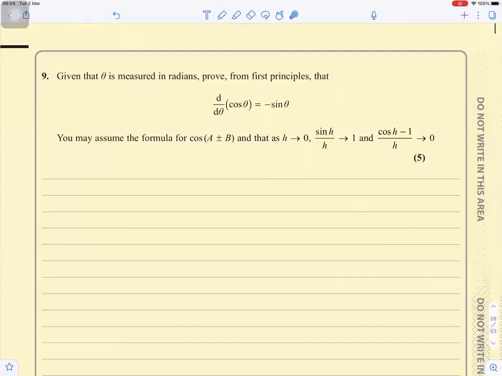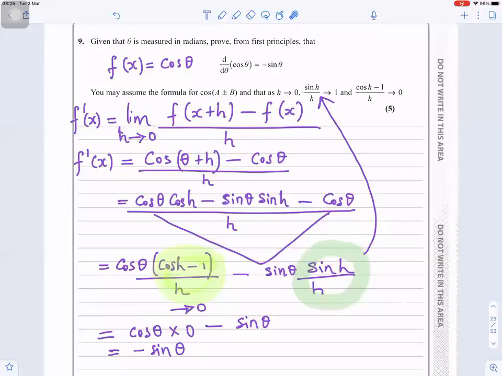Question number 9. Given that theta is measured in radians, prove from first principles that the differential of cos theta is equal to minus sine theta. So f of x is cos theta. So we want to differentiate cos theta. So we're using this formula there. That's very important. I've circled it.